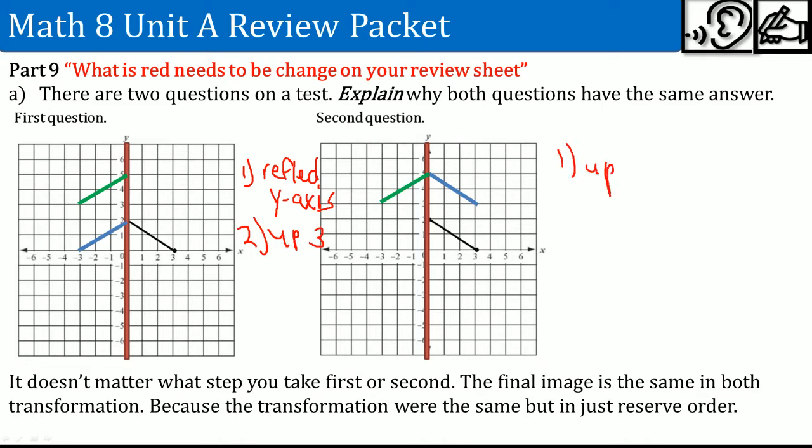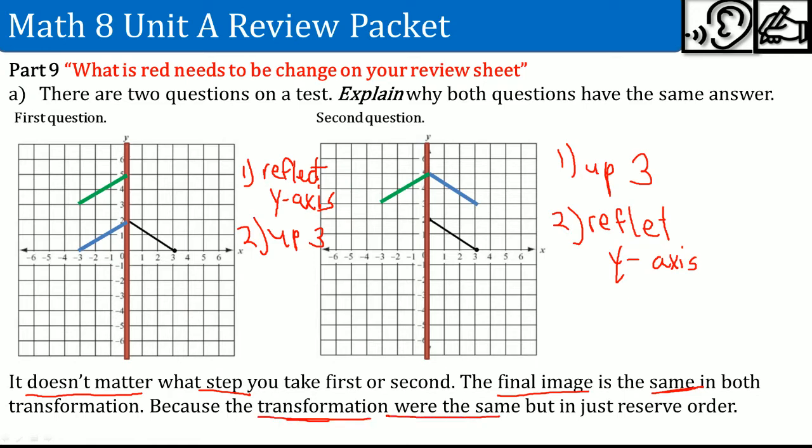This one was in reverse order. It went up 3. Okay, do you see how the order is flipped? And the second was to reflect over the y-axis. Okay. Notice that the order is flip-flopped, but you still get this answer. Okay, it doesn't matter what steps you take. The final image is the same in both because, here's the because, the transformations were the same but just in reverse order.